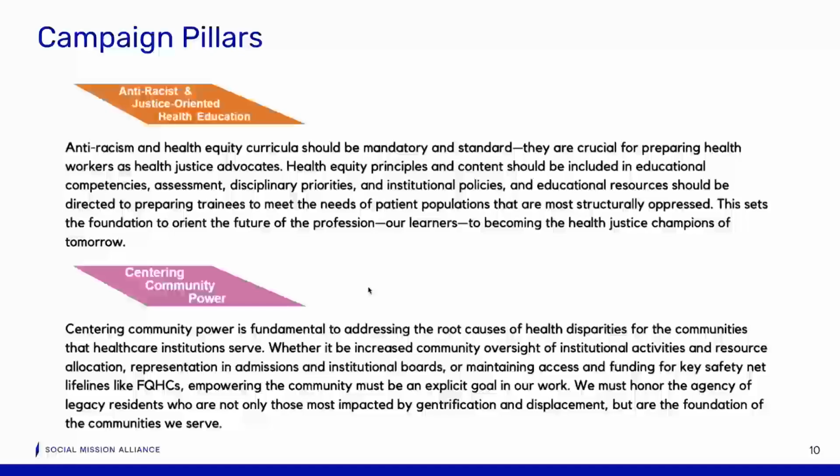The fourth pillar is centering community power. Centering community power is fundamental to addressing the root causes of health disparities for communities that health institutions serve, whether it be increased community oversight of institutional activities and resource allocation, representation in admissions and institutional boards, or maintaining access and funding for key safety net lifelines like FQHCs. Empowering the community must be an explicit goal in our work. We must honor the agency of legacy residents who are not only those most impacted by gentrification and displacement, but are the foundation of the communities we serve.